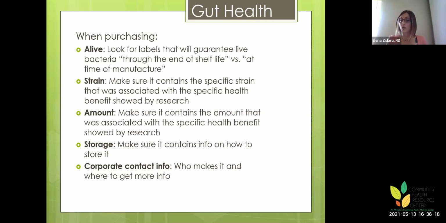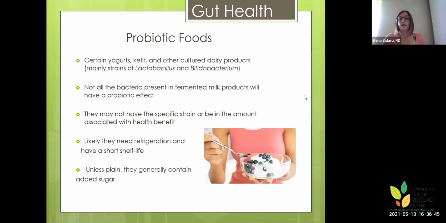Storage, you want to make sure that the manufacturer tells you if you refrigerate it or not, and then make sure you store it the way it was stated on the label. And also the contact info. A lot of them may not have it, and you want to make sure they have contact info so that people can actually ask questions about the product.